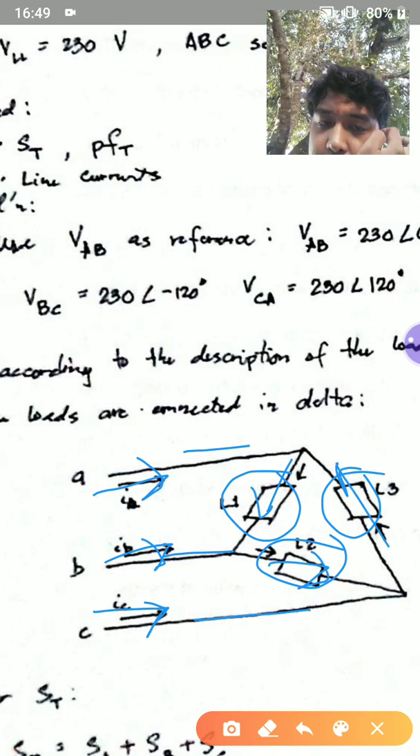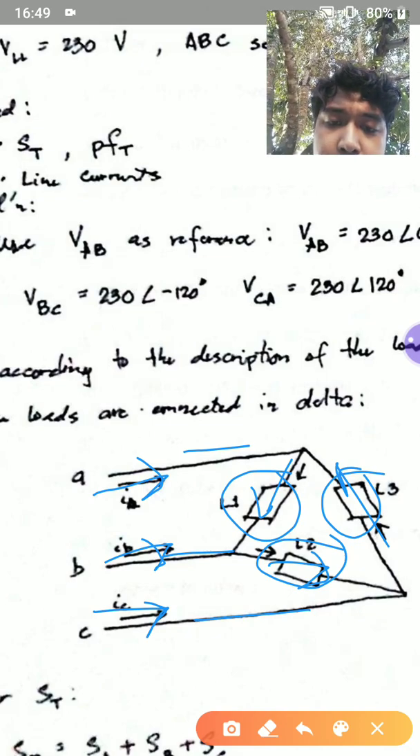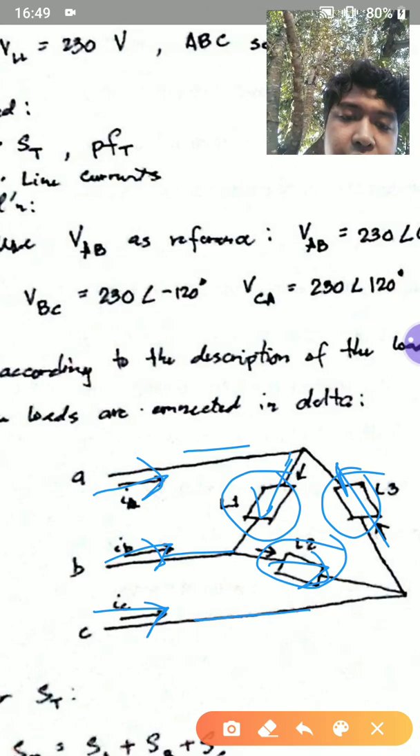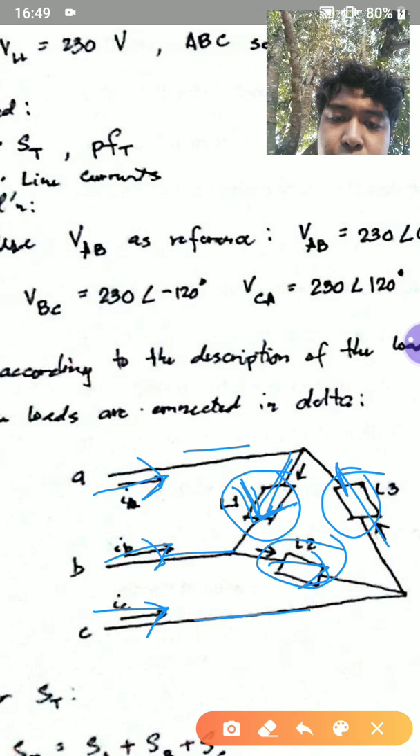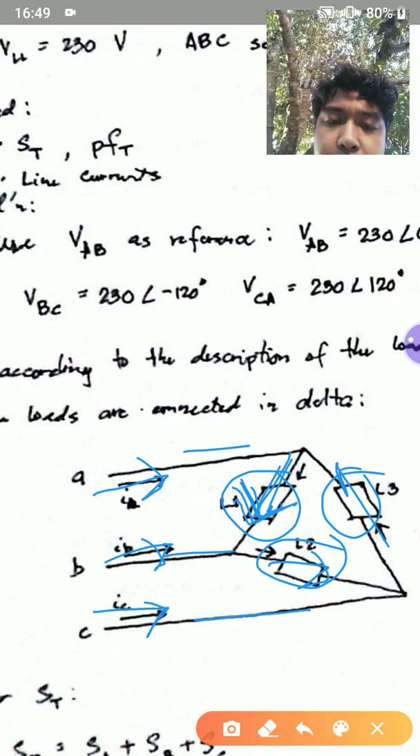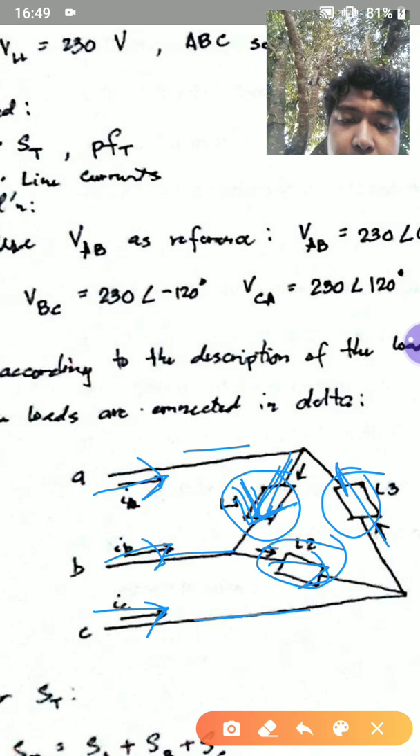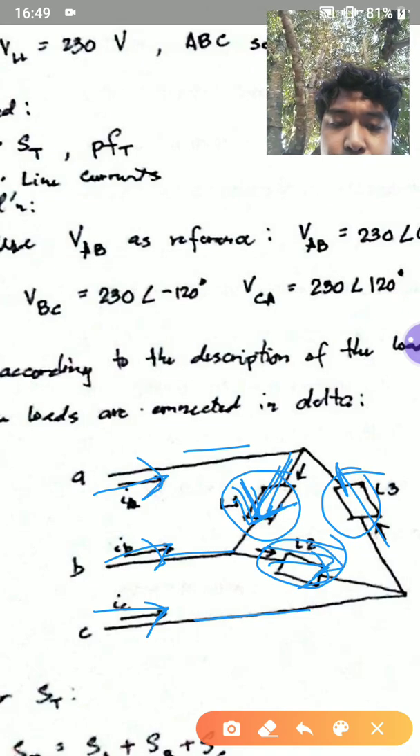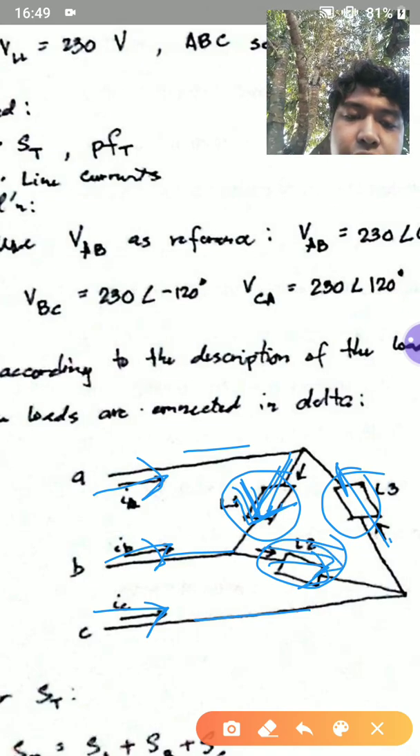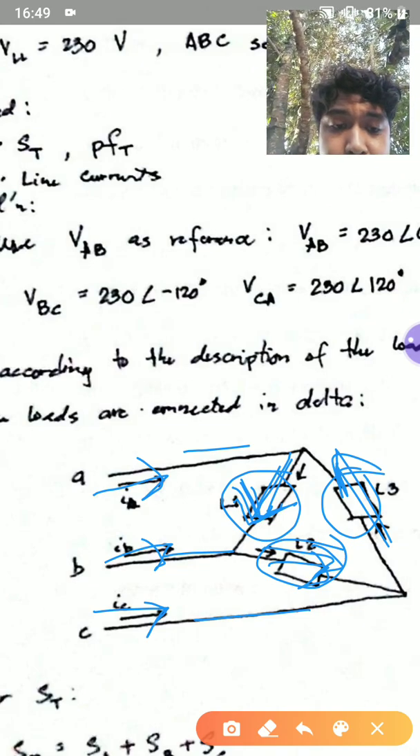The direction of the load currents is under the assumption that between A and B, A is positive and B is negative. So for load 1, the current goes from positive A to B, with A being at higher potential than B. Then you have B higher potential than C for the load between B and C, and C higher potential than A for the load between C and A.